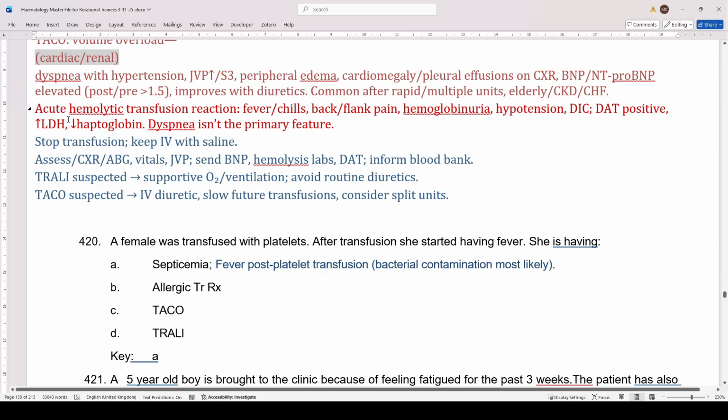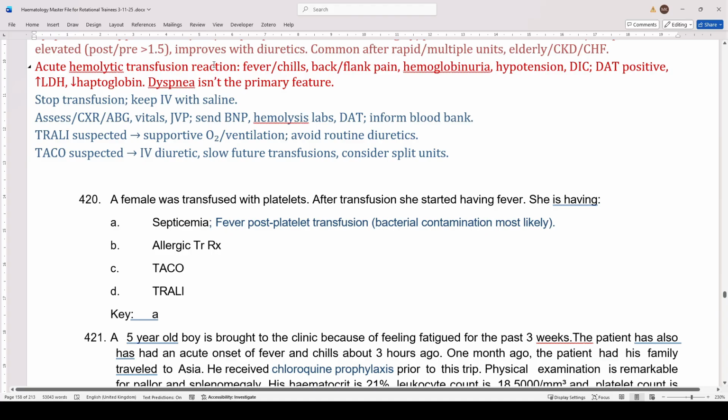Then there is acute hemolytic transfusion reaction, which is immediate. In this case, the patient will have fever, which was also there in TRALI. He has fever, chills, back and flank pain, and hemoglobinuria. If there is a transfusion reaction, we have to take the first urine after the transfusion, so we will see whether there is hemoglobinuria or not.